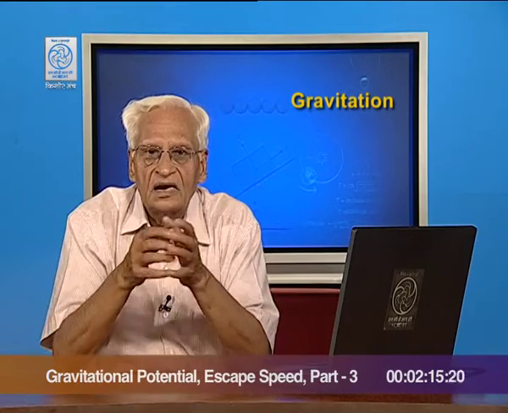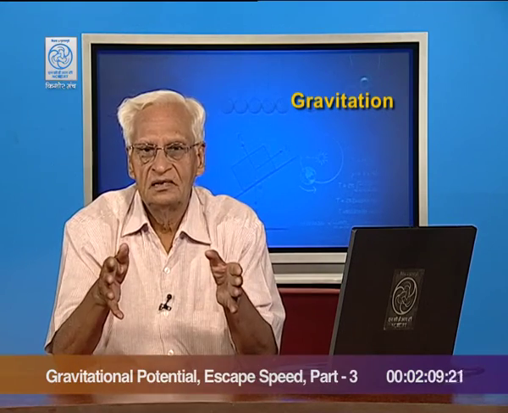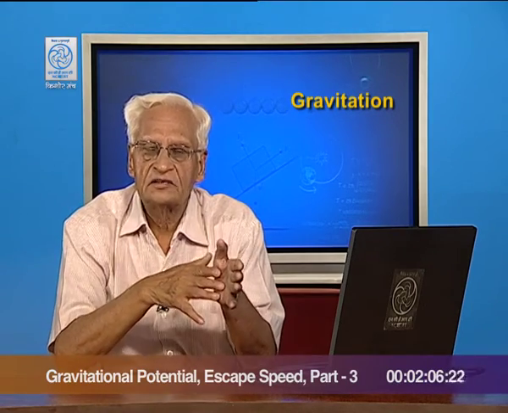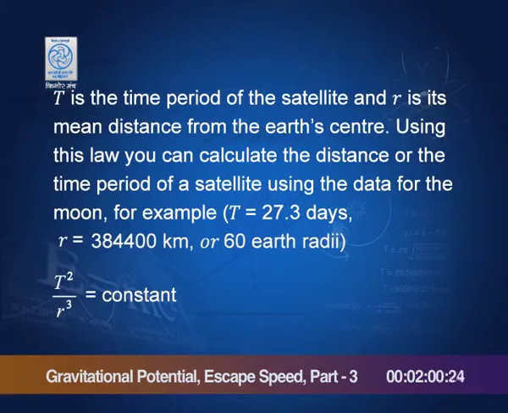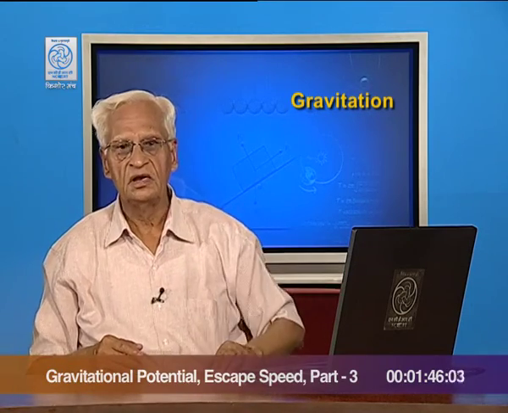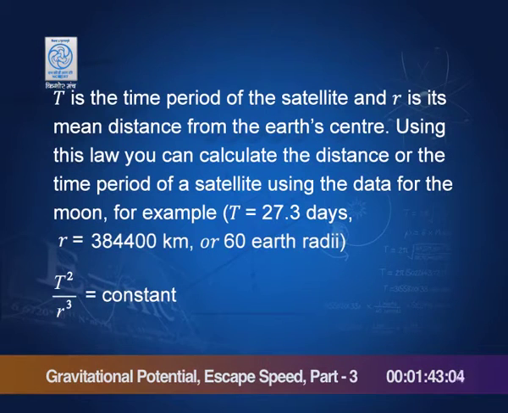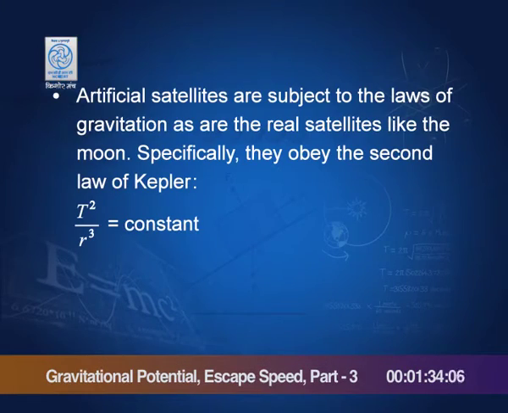Remember that artificial satellites also work under the effect of the gravitational field. Therefore, whether they are artificial satellites or natural satellites like the moon, they obey Kepler's law, which is T squared by r cubed is constant. T is the time period and r is the mean distance, say for a planet from the sun, or for an artificial satellite from the center of the earth. So, T squared by r cubed is constant. T is the period of the artificial satellite and r is the distance of this satellite from the center of the earth, and we can use this T squared by r cubed as we use for other planets.